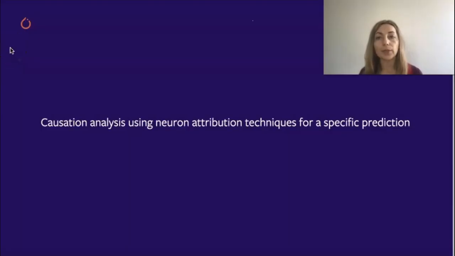In this part of the tutorial, we will focus on the causation analysis using approaches that will help us to estimate the importance of different neurons for a specific model prediction. This type of approaches are also known as attribution algorithms.